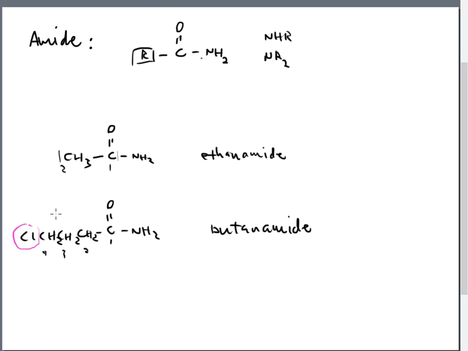Okay, well, we do the same thing here. If this is carbon 1 and carbon 2 and carbon 3 and carbon 4, that means that this is a 4-chlorobutenamide.